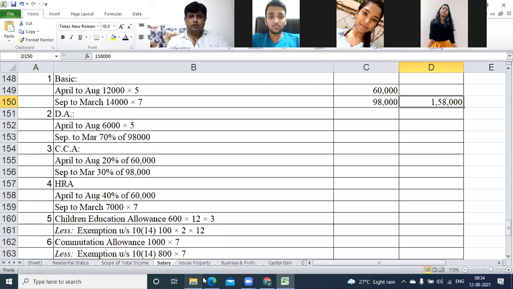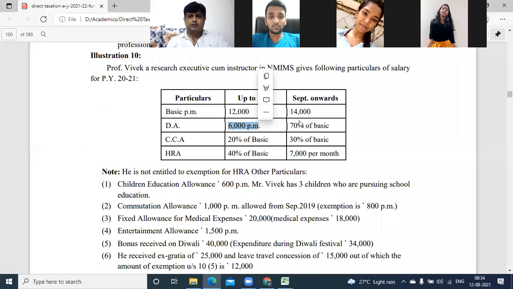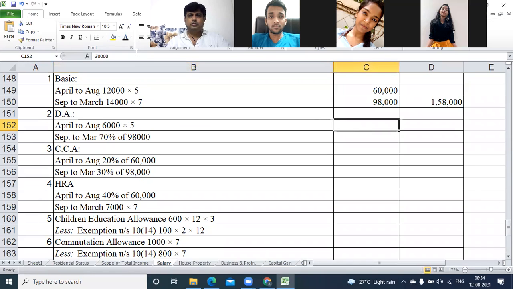Next, DA. DA is 600 per month and 70% of basic. 600 into how many months? 5 months. What will be the total? 30,000. And 70% of basic. Basic was 98,000. Don't take the total. 68,600. What is the total then? 98,600. Very good.